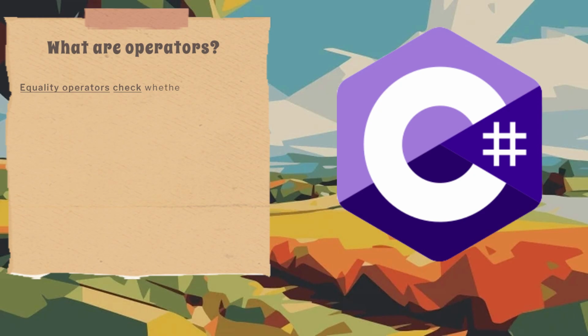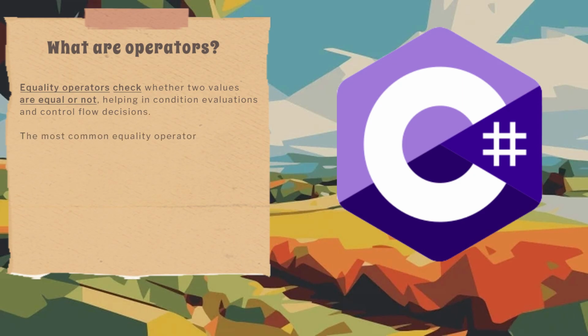Equality operators check whether two values are equal or not, helping in condition evaluations and control flow decisions. The most common equality operators are equal to and not equal to. These operators assist in condition evaluations and control flow decisions.